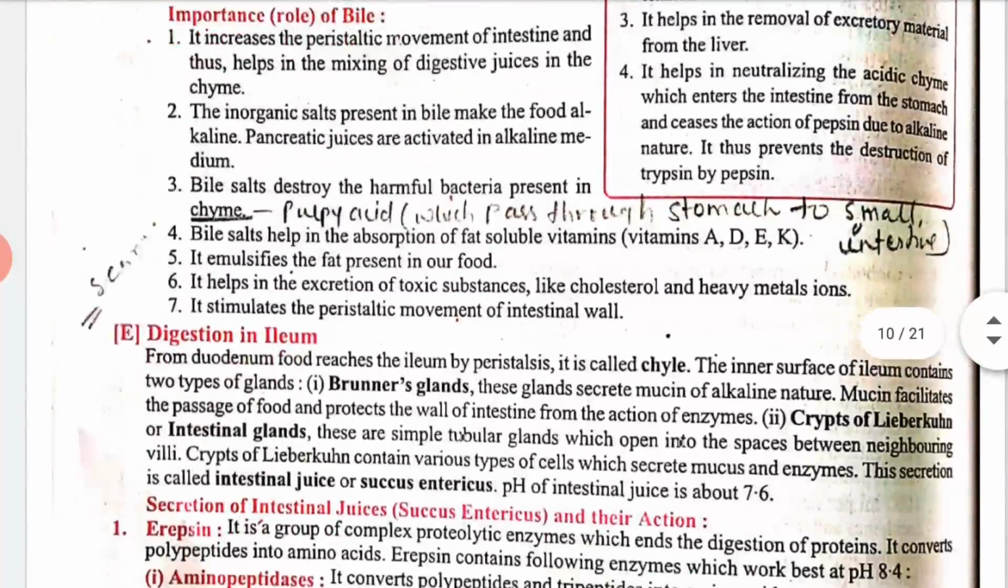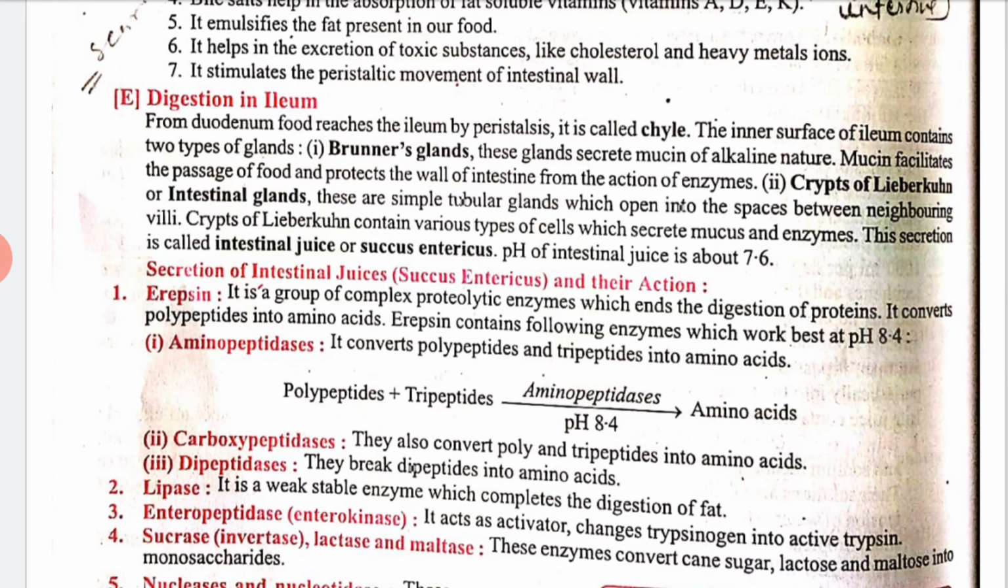Now if we talk about digestion in the ileum, from the duodenum food reaches the ileum by peristalsis, and it is called chyle. This is the inner surface of the ileum, which contains two types of glands, that is Brunner's glands and the crypts of Lieberkuhn, or we can say the intestinal glands. Again, in the ileum they secrete different types of enzymes, so they help the food to digest inside this part.